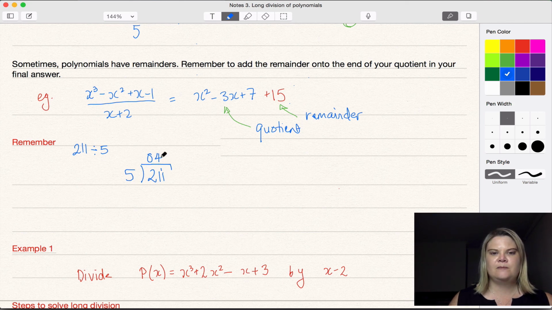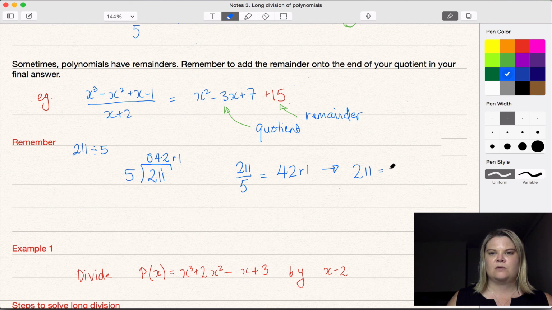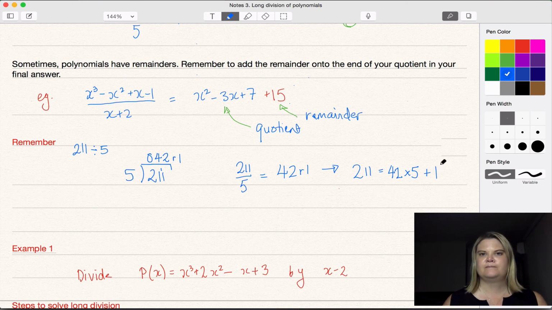5 goes into 11 twice with one remainder, and maybe you just wrote remainder 1 like that. So you could then write 211 divided by 5 equals 42 remainder 1. Or the way we've just learnt to do it would be 211 equals 42 times the divisor, which is 5, and then you plus the remainder on the end.